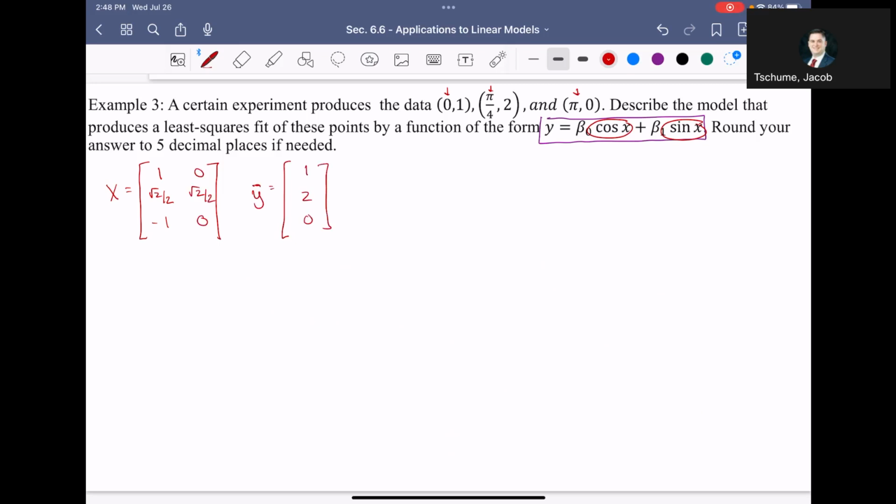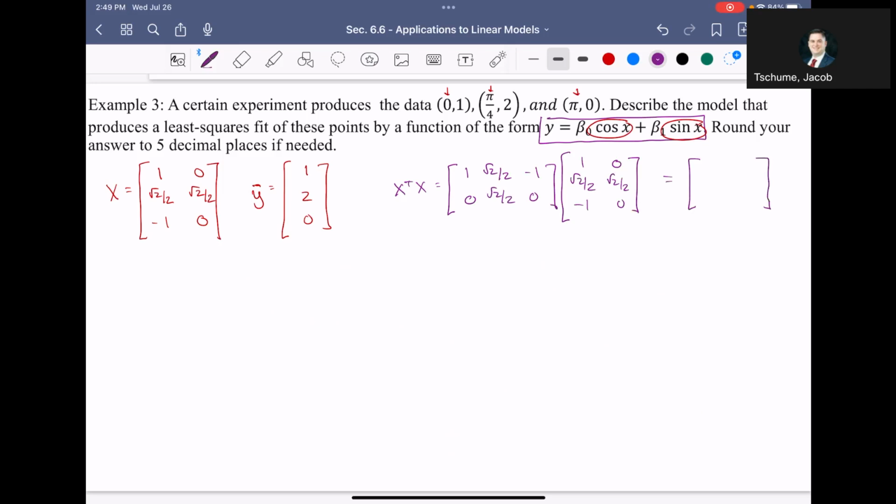And now we start computing the necessary information to find beta hat, beginning with x transpose x. So x transpose, if I transpose the rows and columns, multiplied by the matrix X that we created, 2 by 3 times 3 by 2, that's going to end up being a 2 by 2 matrix.